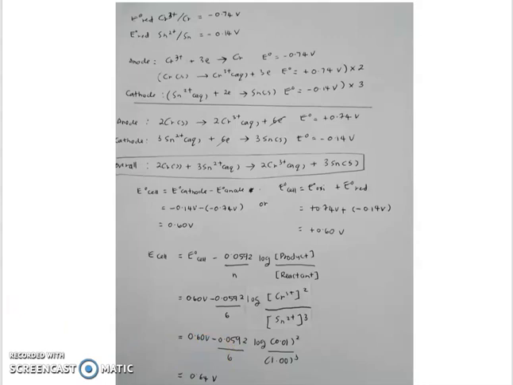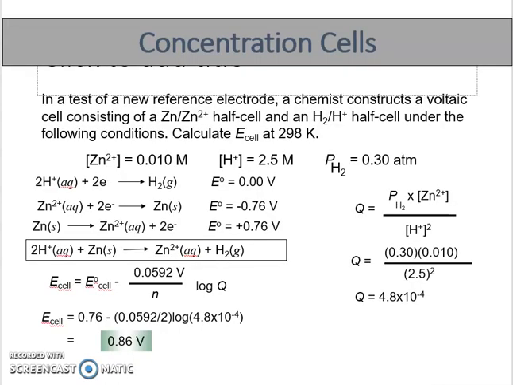Next we proceed to another example. A cell consisting of a zinc 2 plus half cell and a hydrogen H plus half cell under the following conditions, calculate E cell at 298 Kelvin. Just the same, you need to write the overall cell reaction and calculate the E naught cell. So substitute in the formula. E naught cell is 0.76, minus 0.0592 over n, where n is the number of electrons transferred, which is 2.